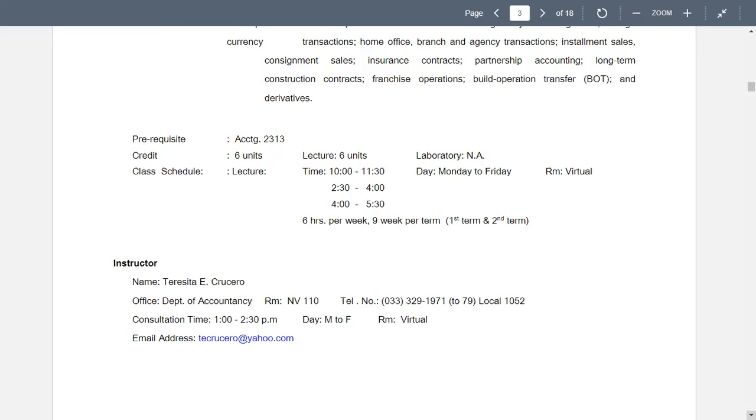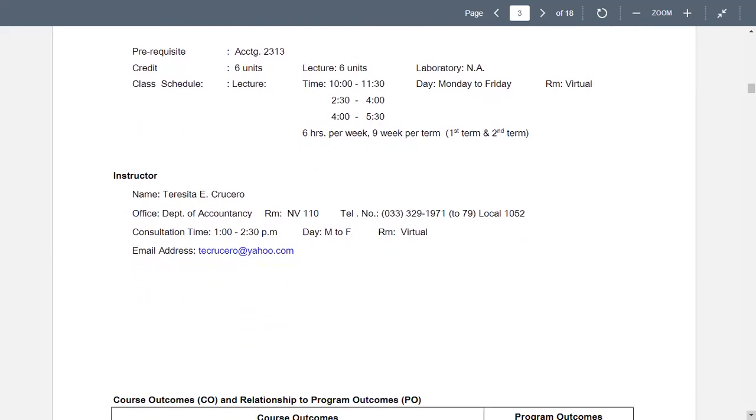My new cell number is 0960-856-8190. Again, 0960-856-8190. Or you have the email address given. So take note that the consultation time is 12 to 1, which I had to change because I have a class by 1 to 2:30.